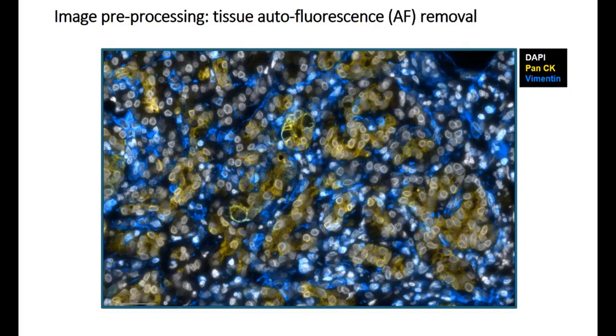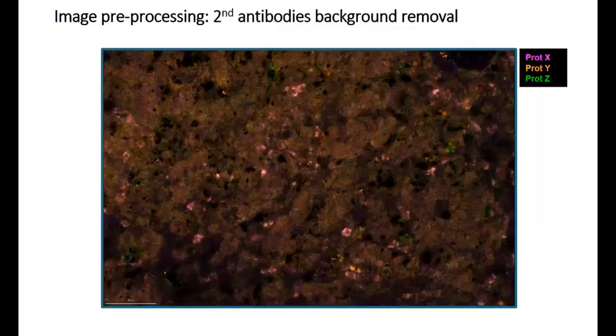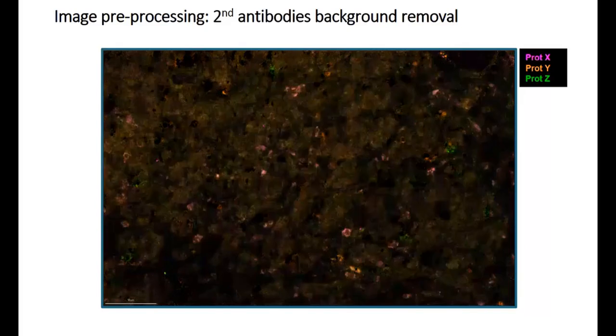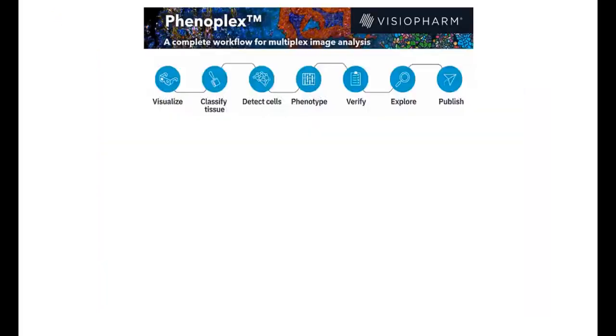But the next step that we follow is also removing the background that the secondary antibodies could leave, to also try to prevent false positives in our signals. As you can see here, we have already removed the autofluorescence, but we haven't removed the background of secondary antibodies. And after that, we can get cleaner and more trustworthy images. So after these processes, now we move to the analysis that is conducted in Visiopharm.